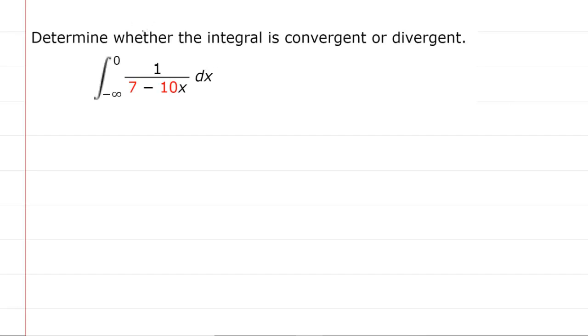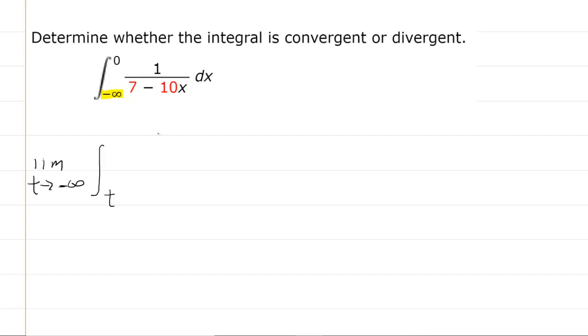We're asked to determine whether the integral is convergent or divergent, and perhaps the first thing we'll notice is that the lower bound is negative infinity. This is a very unusual situation. It's known as an improper integral, and the first thing we need to do is replace the negative infinity with the variable t, but then simultaneously take the limit as t approaches negative infinity. So this is just really another way of writing the problem.